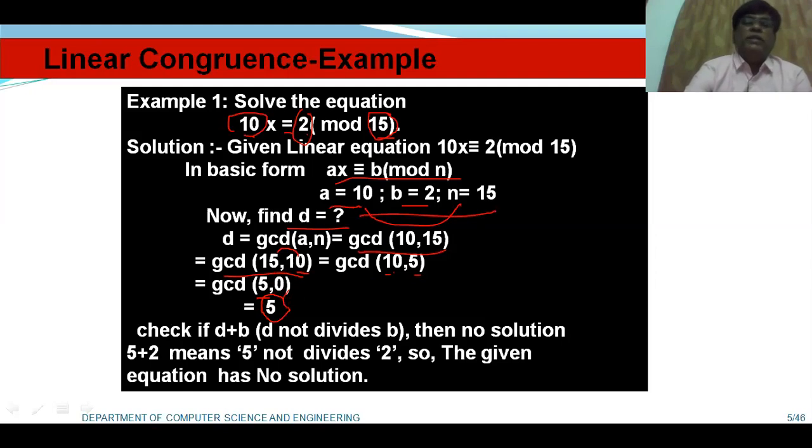Now try to divide the b value by this d value 5. What is the b value? The b value is 2. Divide that b value by 5. Now 5 is not dividing 2. So here d is not dividing 2. That's why this equation doesn't contain a solution. So you can say this equation doesn't contain a solution.